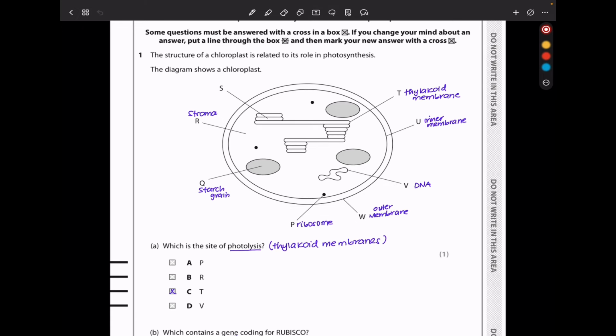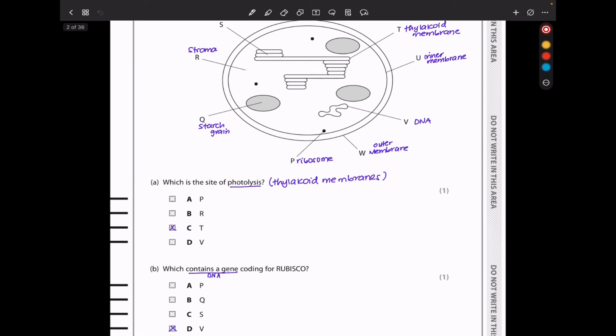So this is the stroma. We see the starch grain, the ribosome, the outer membrane, DNA, inner membrane, as well as the thylakoid membrane. They say which is the site for photolysis. It occurs in the thylakoid membrane, so the answer should be T, which is C.